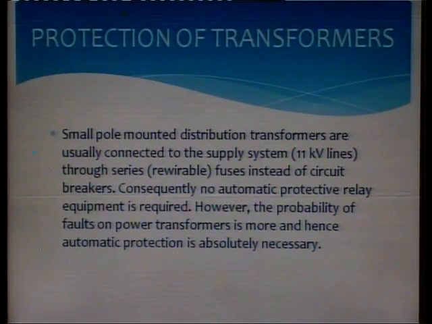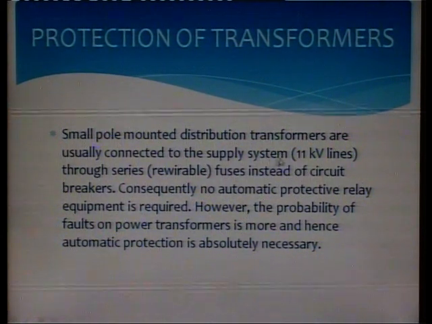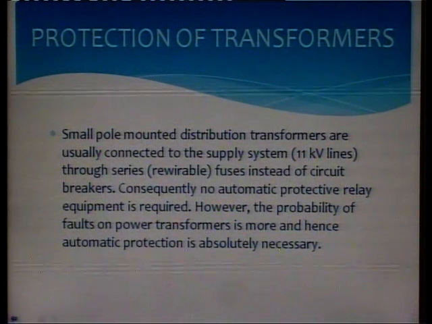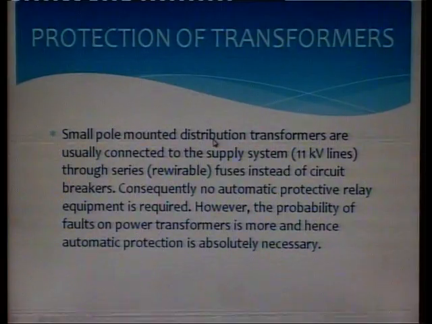Now, small pole mounting distribution transformers are usually connected to the 11 kV supply lines through series or rewirable fuses instead of circuit breakers. Therefore, no automatic protective relay equipment is required. However, the probability of faults on the power transformer is higher, and hence automatic protection is absolutely necessary. So, we can say that automatic protection is mainly necessary for power transformers as compared to distribution transformers.